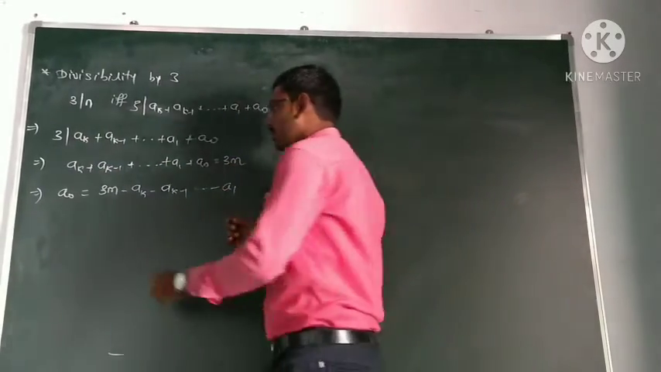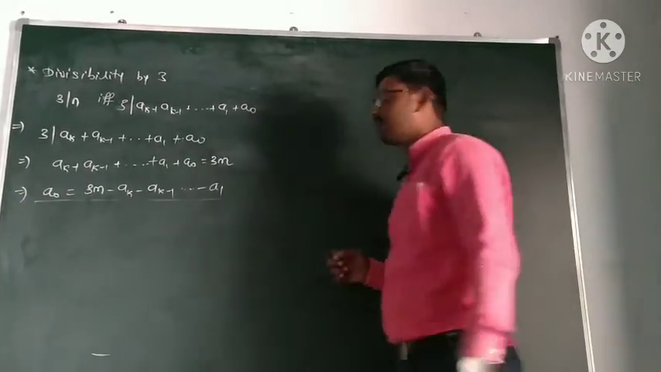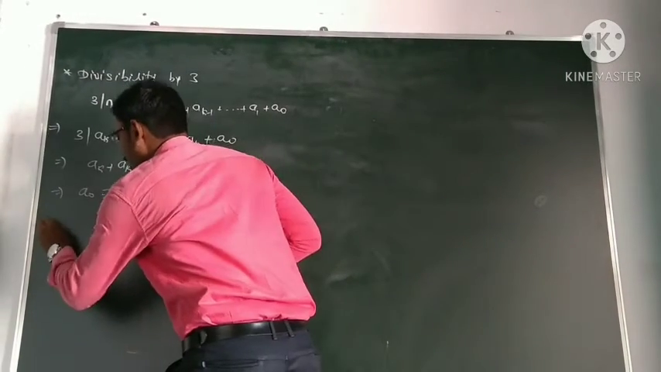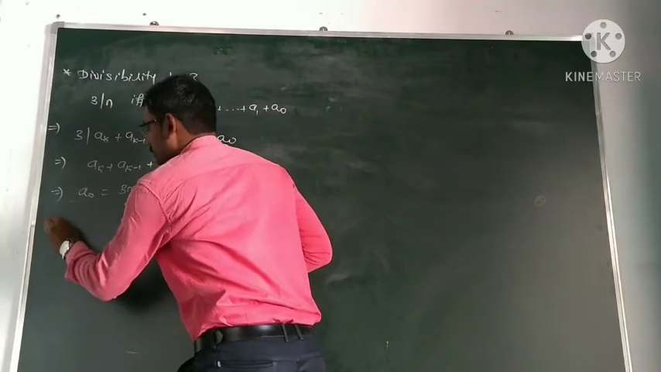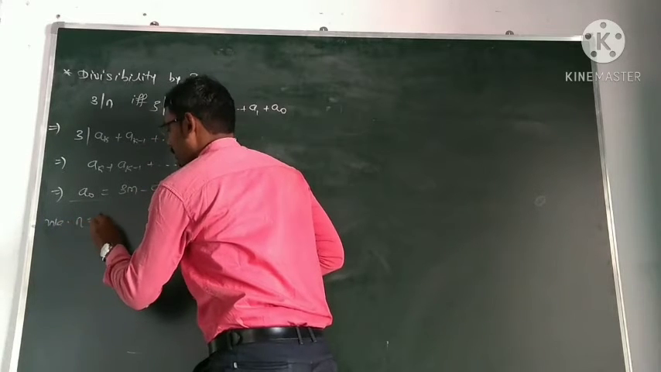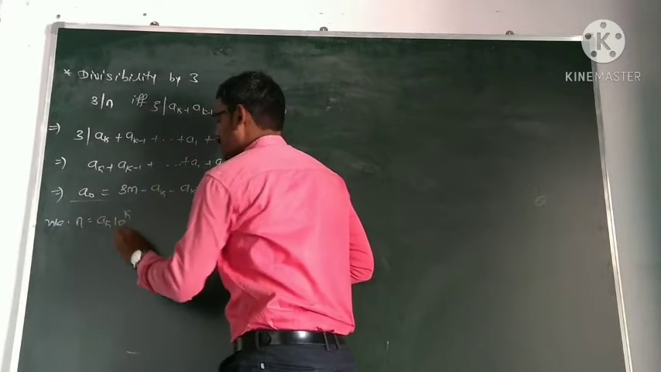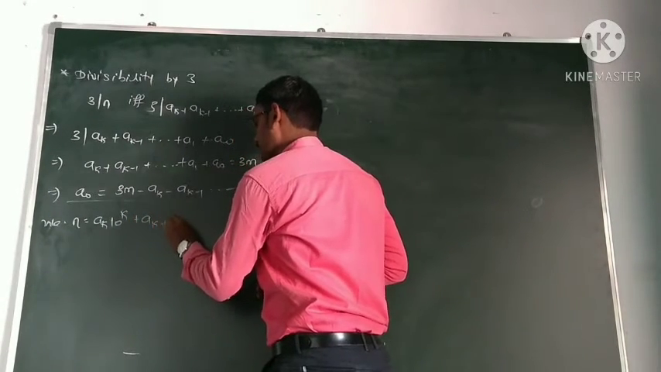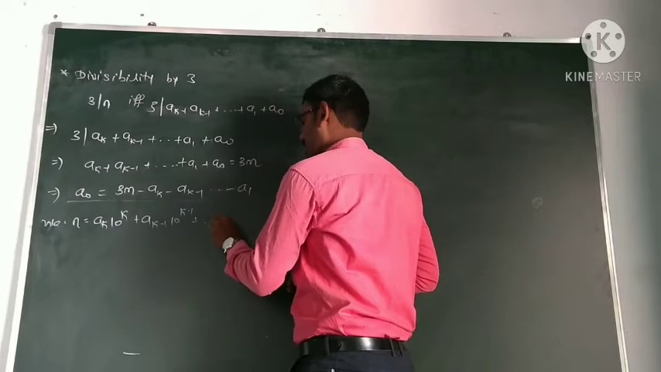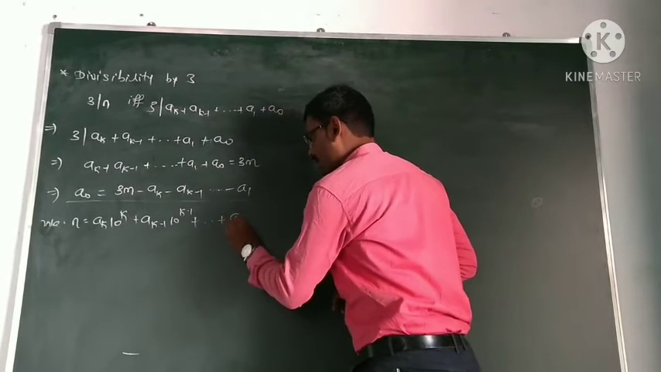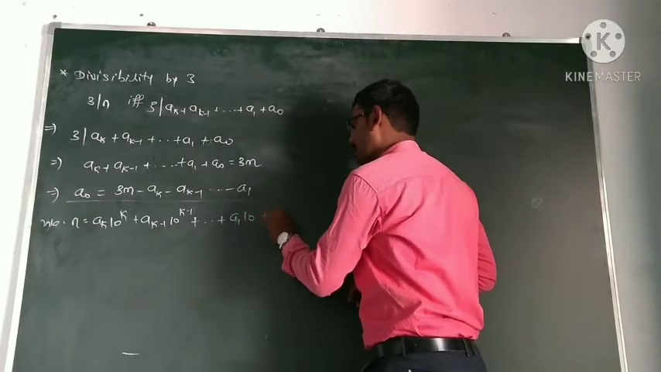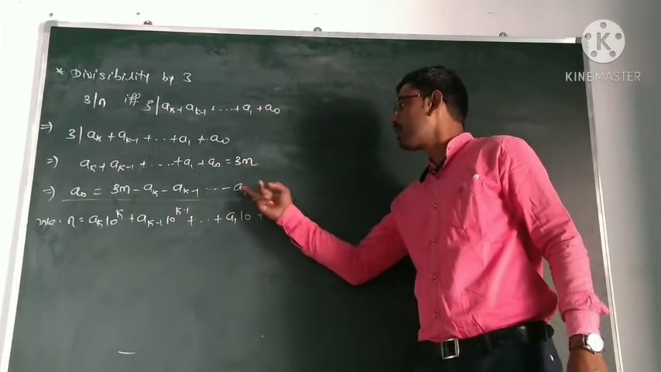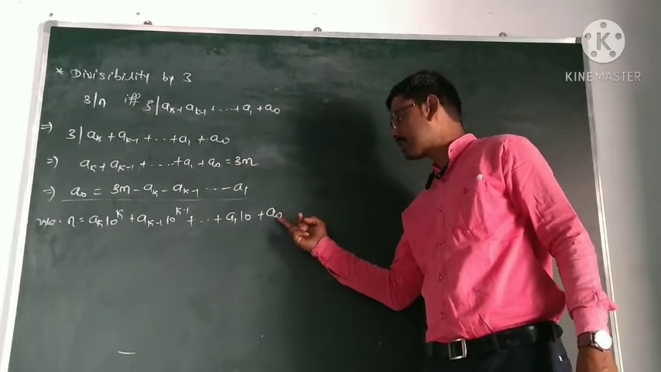Okay. Now put the value of a0 in the general representation of n. What is the general representation of n? You know we have n is equal to ak 10 raised to power k, plus ak minus 1 10 raised to power k minus 1, up to a1 10 raised to power 1 plus a0. Now put this value of a0 into this equation here.